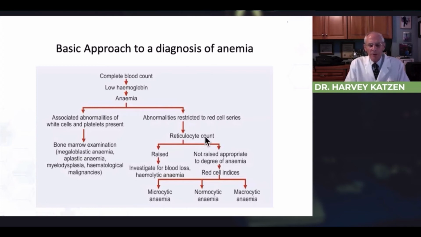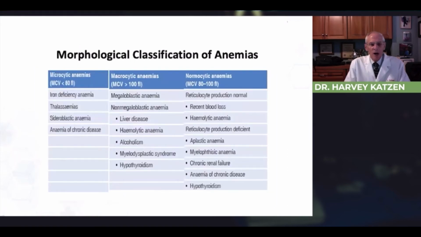If the abnormality is just in the red cell line, the reticulocyte count is going to be helpful, whether it's raised, and we might think of acute blood loss or hemolysis, or breakdown of red cells. If the reticulocyte count is low, the patient may not be able to make red blood cells, such as a deficiency of something that's vital. From a morphologic standpoint, what do the cells look like? Microcytic are small cells, and we'll show some pictures. Macrocytic are large red blood cells, and there are anemias where the red cells remain normal.